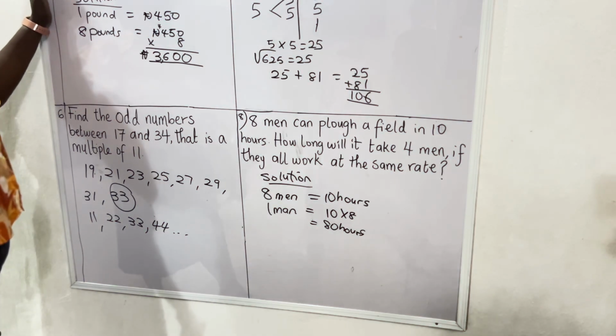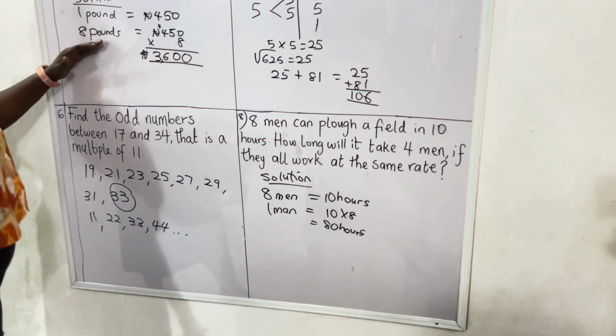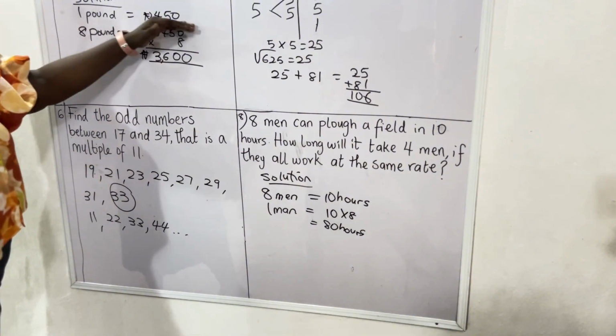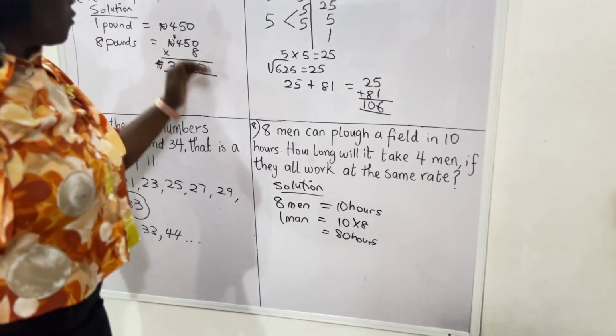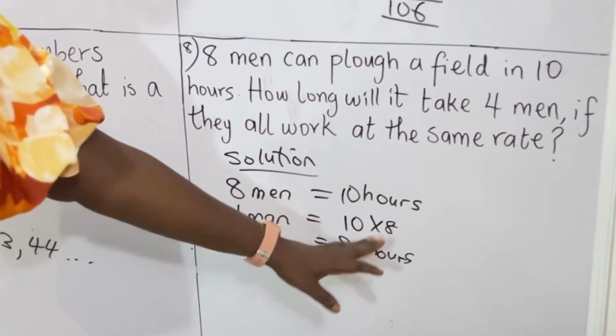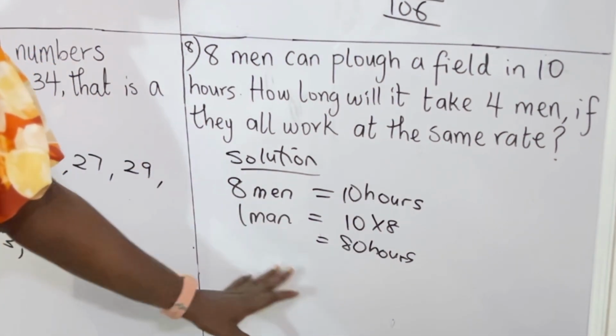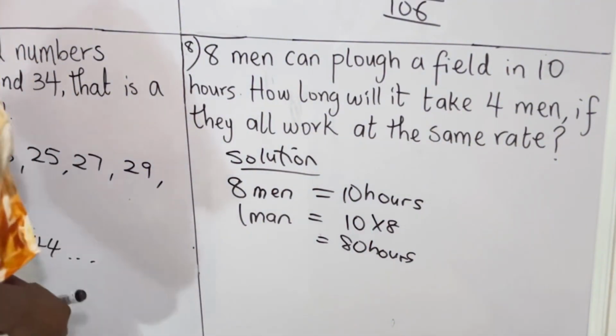So look at the difference. Question 5 is direct proportion. You multiply. 1 pound gives you 450, 8 will give you 450 times 8. Here, for 1 man, you multiply because that man needs more hours.